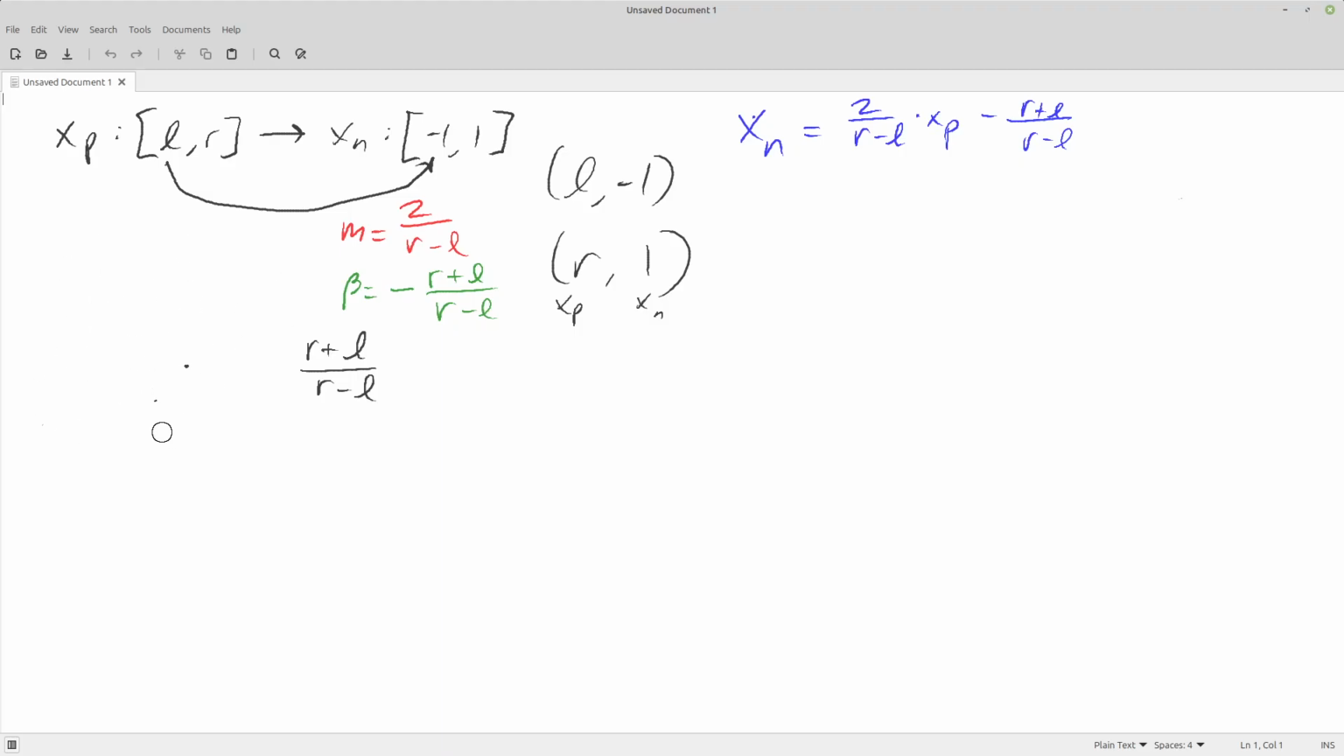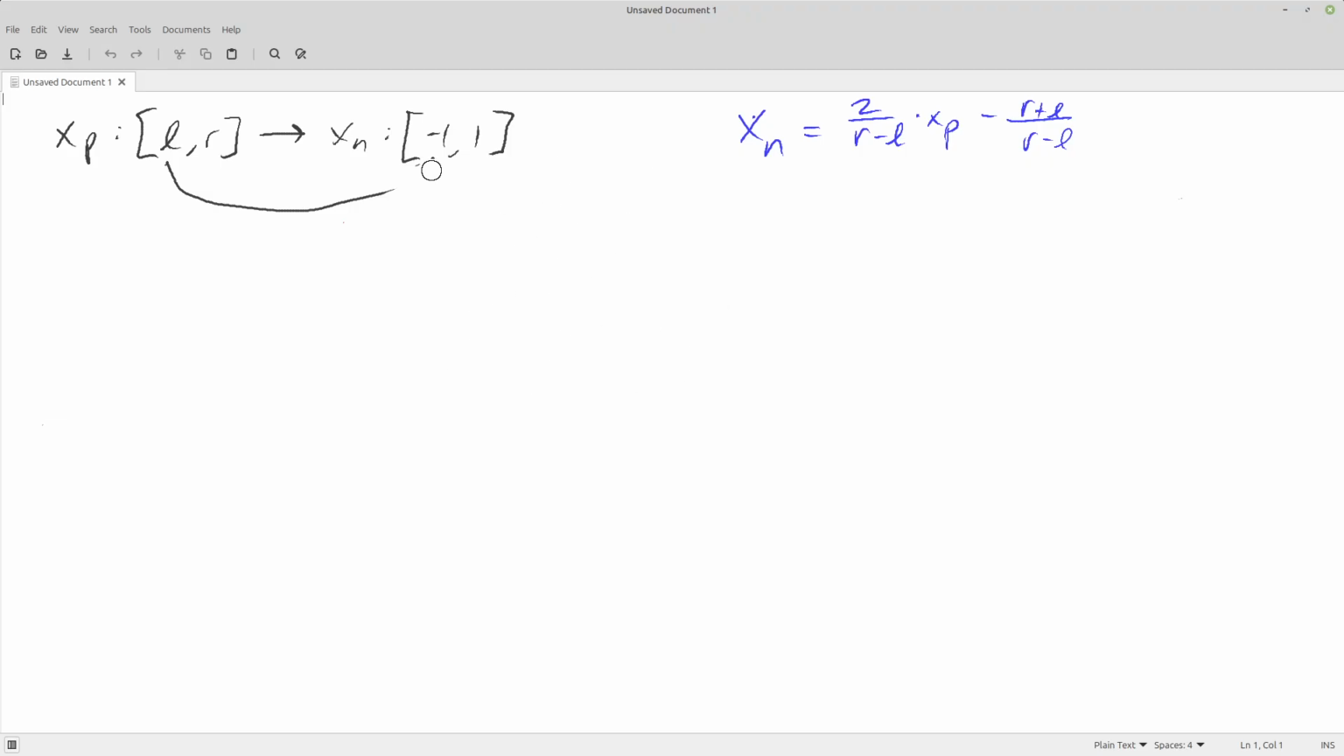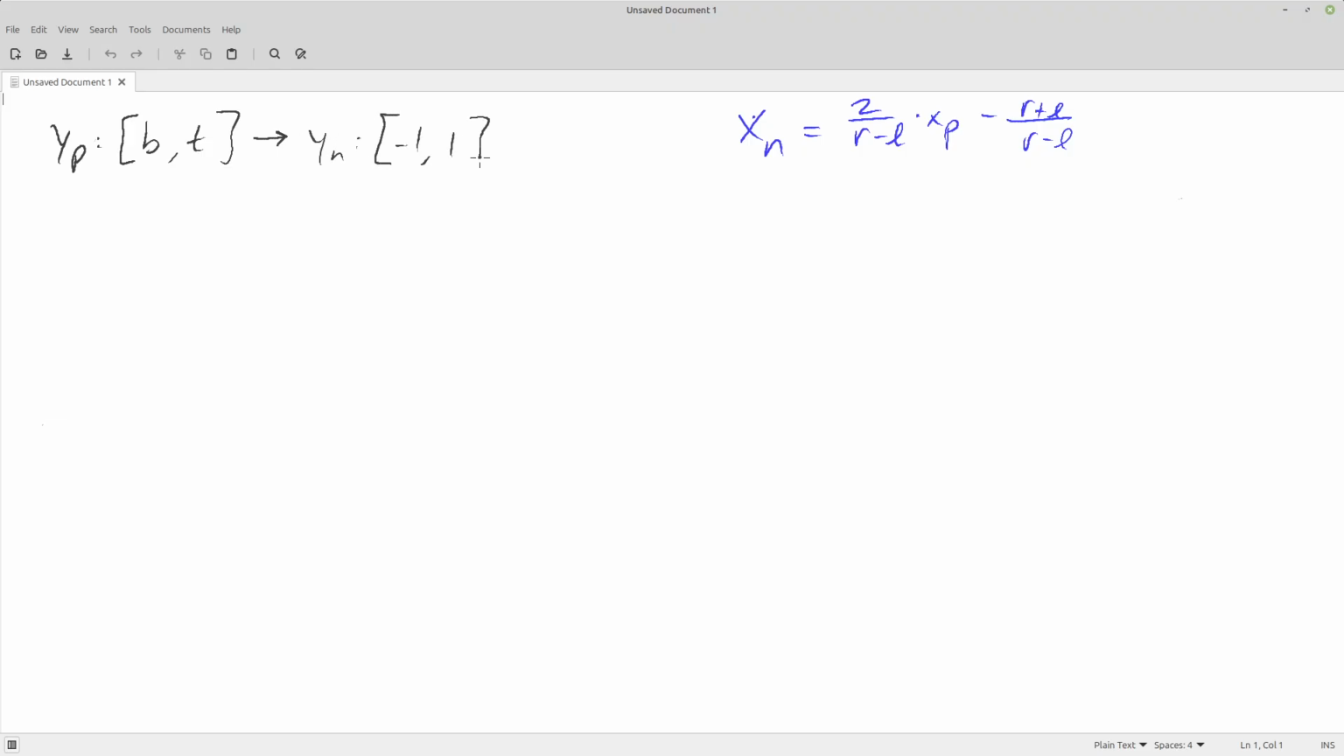Let's do the similar process for y. So we actually know this is different. We know that y sub p is in the range of bottom to top. This maps to y sub n, the range of negative 1 to 1. So again, we know these points on this line that represent this linear relationship are going to be b, negative 1, and t, 1.